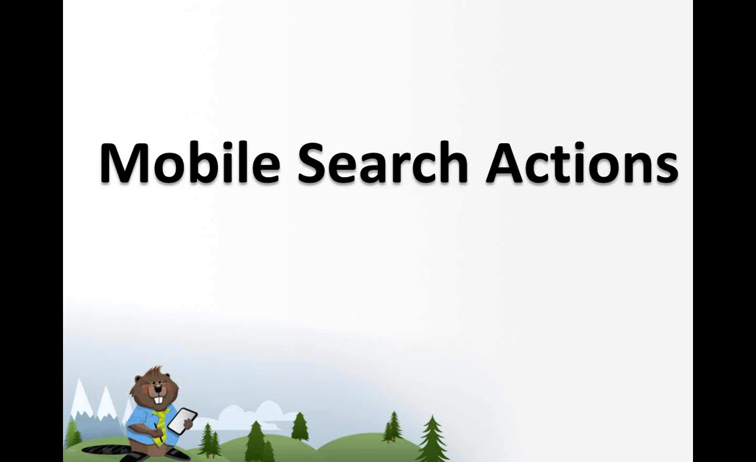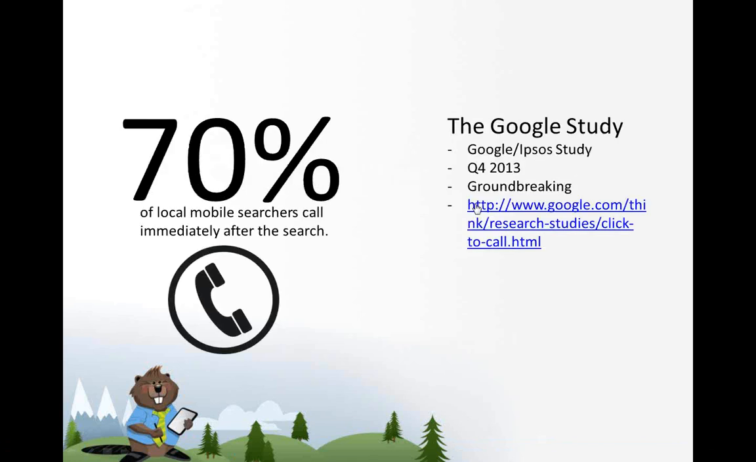So mobile searches are increasing. The next question then is, what do people do once they search? What are the actions they take? And that's what we'll talk about now. So about 70% of local mobile searchers call immediately after the search. This is incredibly groundbreaking data that Google released just in Q4 of 2013. The entire study can be found here. I'll just click through to it so you can see exactly what the study looks like.